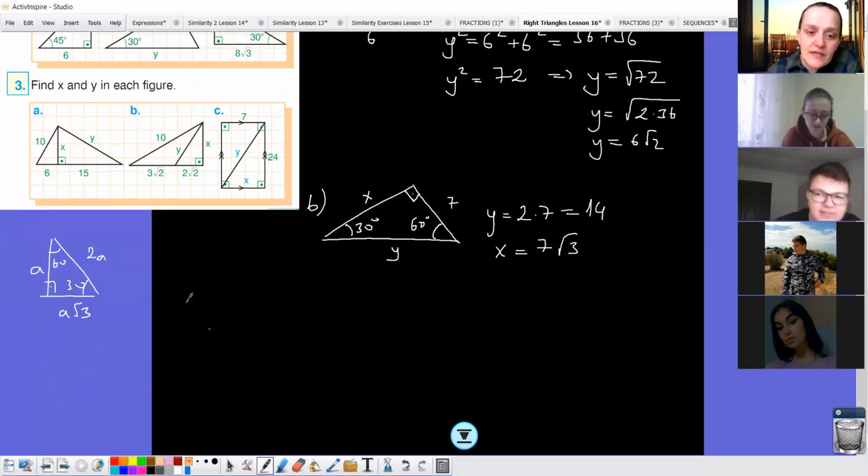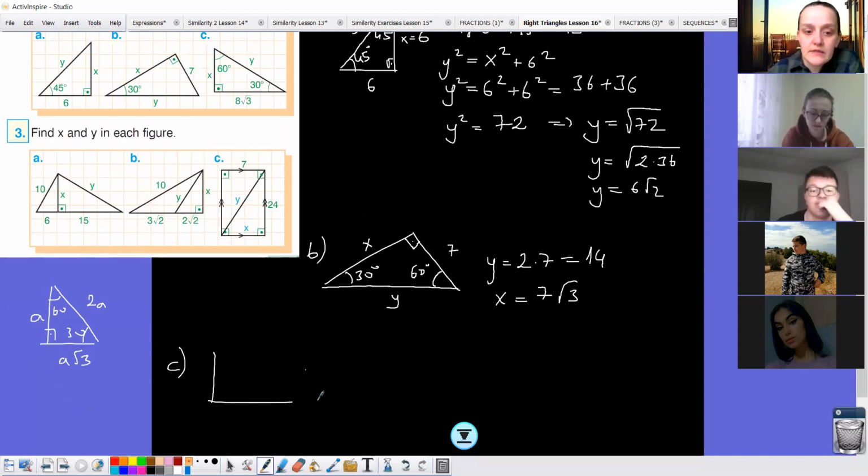And we have C, one more. Here it's 60, 30, given x, and y, and 8 root of 3.